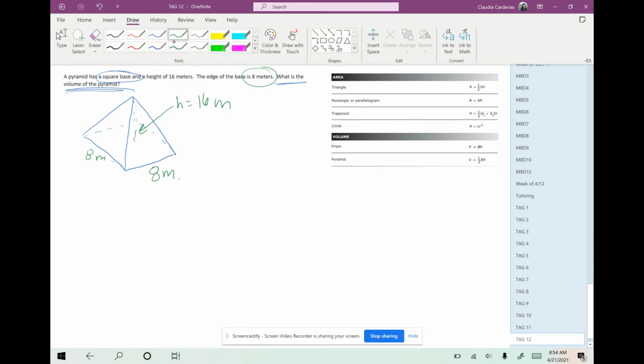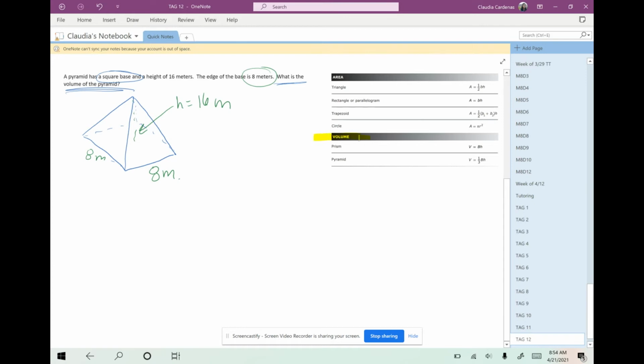If I look closely, volume is the section I'm looking for, and pyramid is the shape I want. So volume equals 1/3 area of the base times the height. Very similar to a prism, but we also have the 1/3. So I know that this translates to area of the base times the height times 1/3. So we can begin substituting the numbers that we have into this formula.